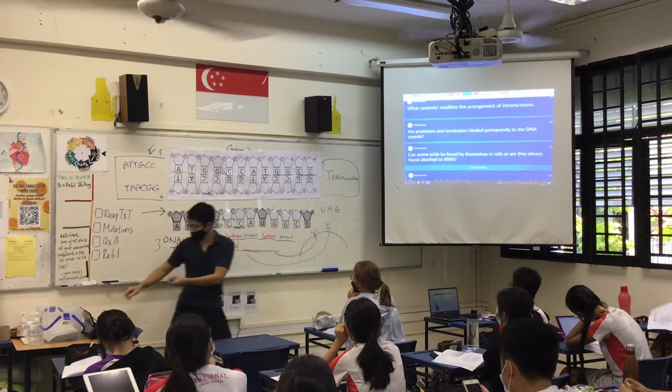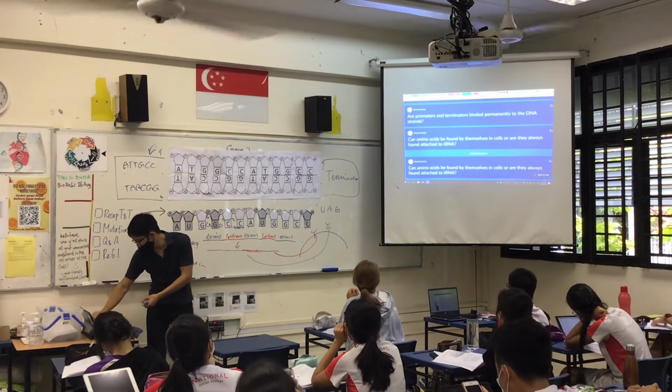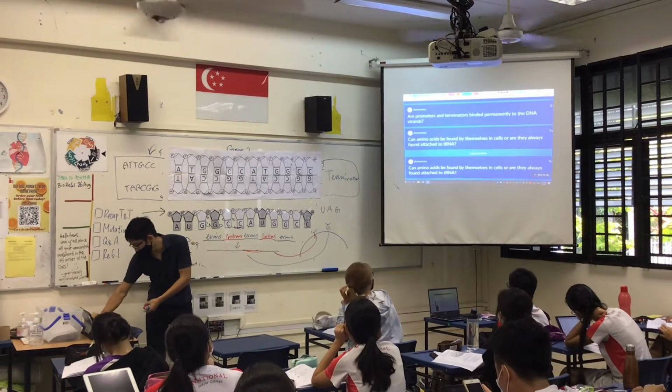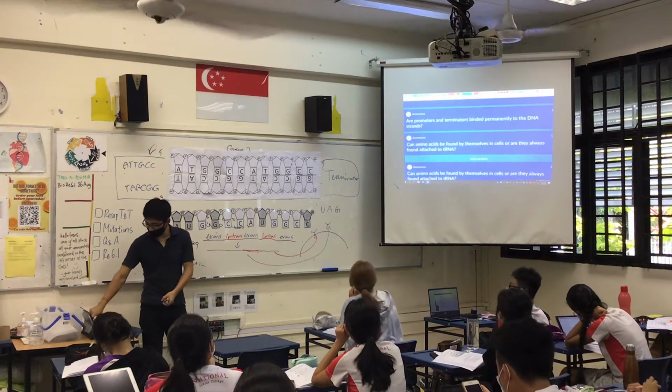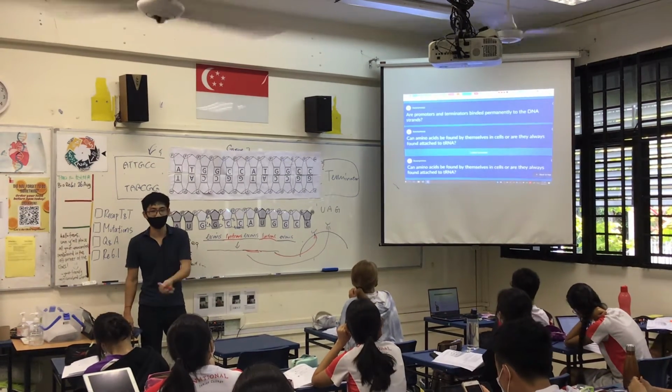Yeah? Can amino acids be found by themselves in cells, or are they always attached to tRNA? That's an interesting question. They can be found free floating. They can also be found attached to the tRNA.